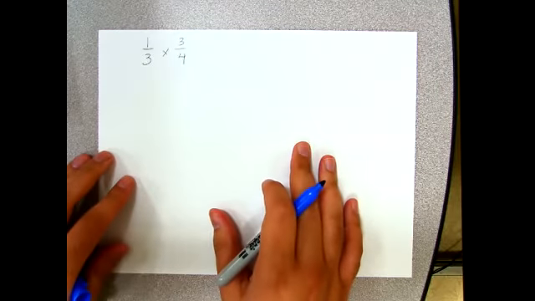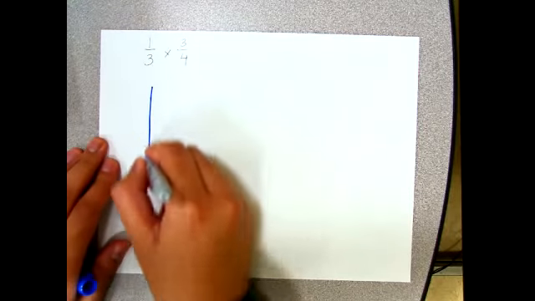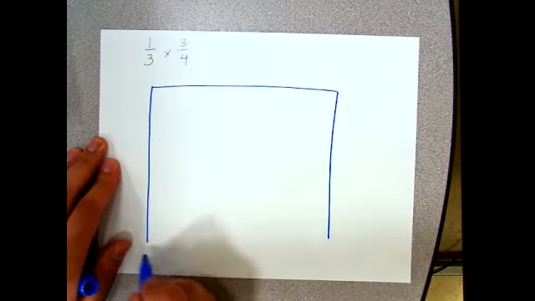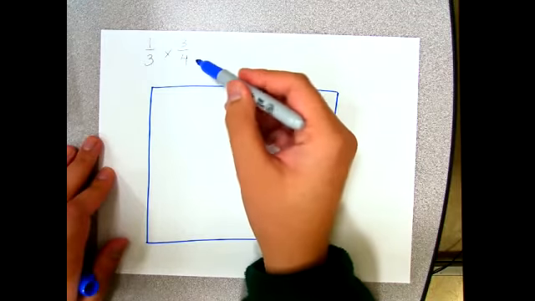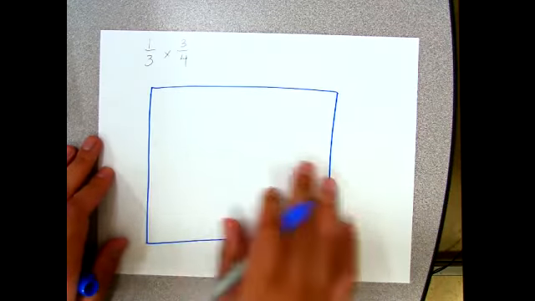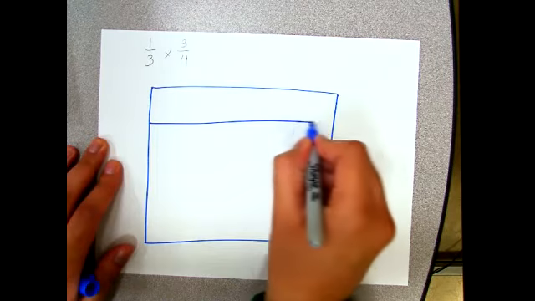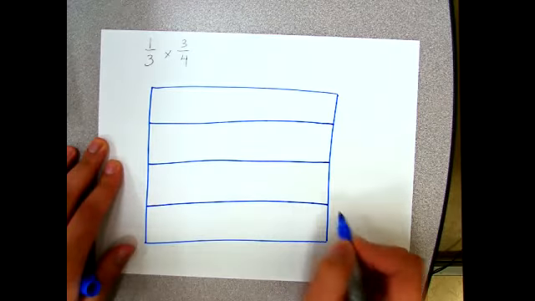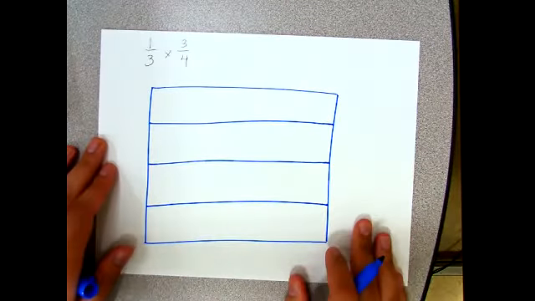First thing we're going to do is create the model, and we're going to use the area model to solve. So I'm going to create a big rectangle here, and the first thing I'm going to look at is my denominator here, the 4. So I'm going to create 4 sections. I can start with rows or columns, it's up to me. I'm going to do rows here. So if I make 4 sections here, that represents 1, 2, 3, 4 rows, my denominator 4 right there.